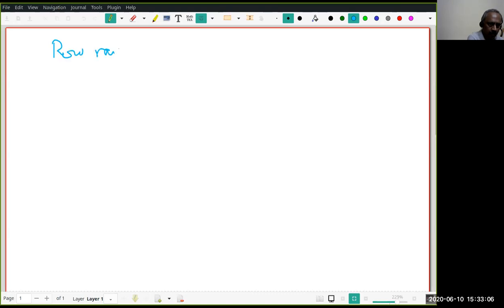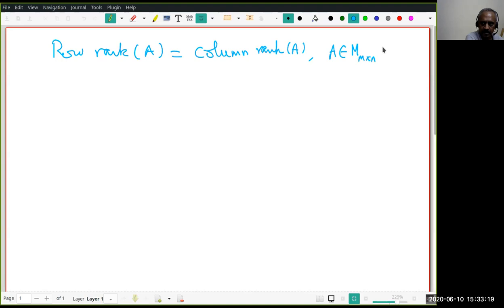Row rank of a matrix A is equal to column rank of A, where A is an m by n matrix over a field. If you want, assume R. I will explain the definitions of row rank and column rank, and I will also look at an example.